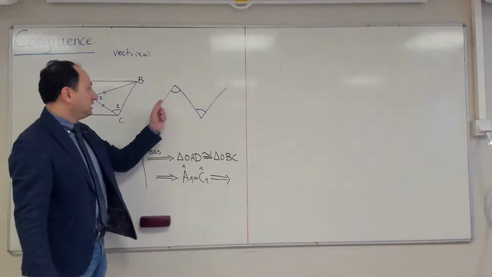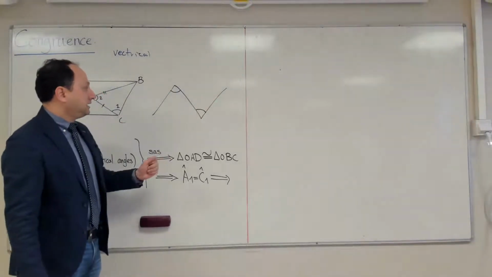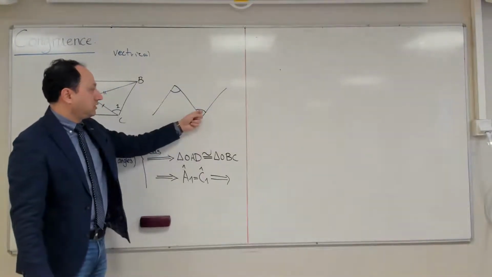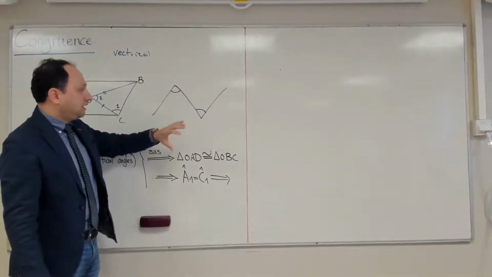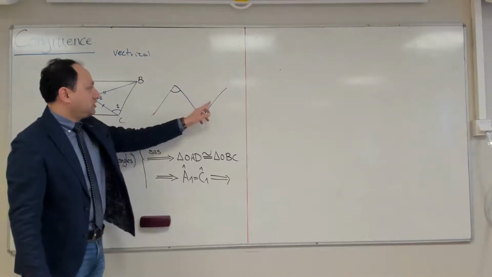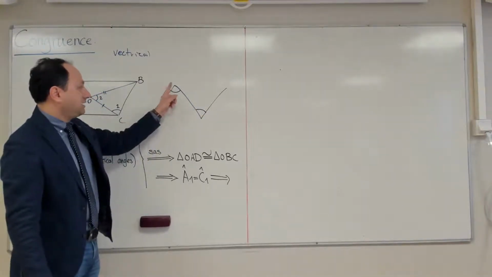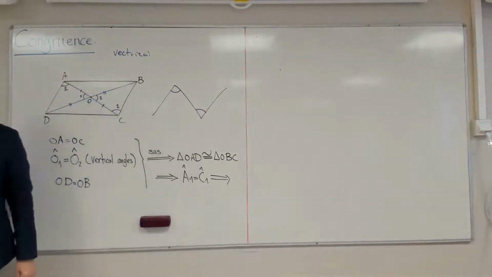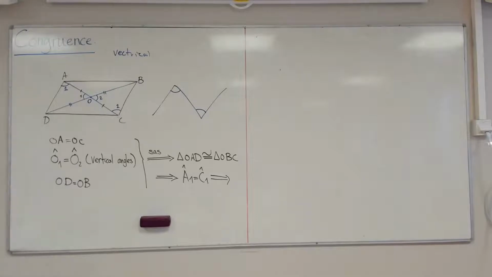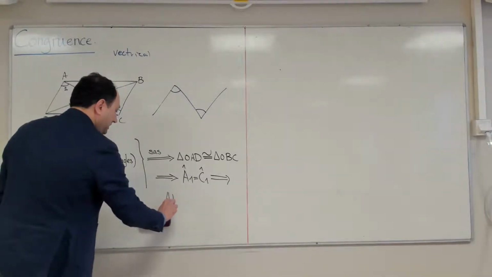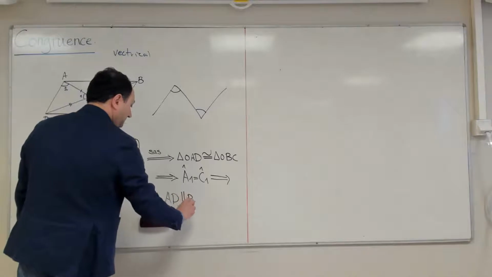So be careful. If I draw a line like that, and I tell you this line is parallel to this line, you can conclude these angles are equal. The opposite way: if I draw something like this, and I don't tell you that these are parallel, but I tell you that this angle is equal to that angle, then you can conclude that these two lines are parallel. One of them is the theorem, the other one is the converse of the theorem. So exactly, now I can conclude that AD is parallel to BC.